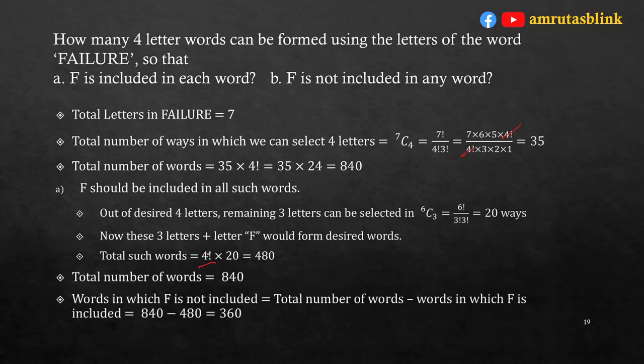We already know how many total words are there, that is 840, and we also know that out of 840, in 480 words F is always included. So words in which F is not included is equal to total number of words minus words in which F is included, that is 840 minus 480 is equal to 360.